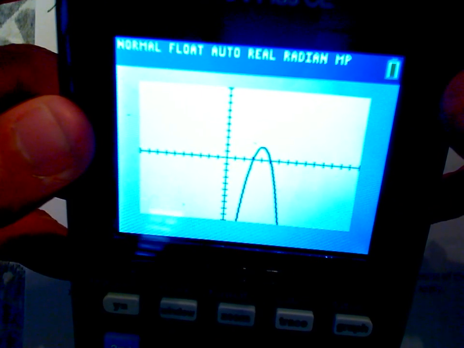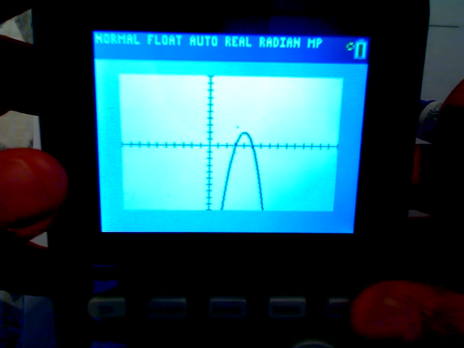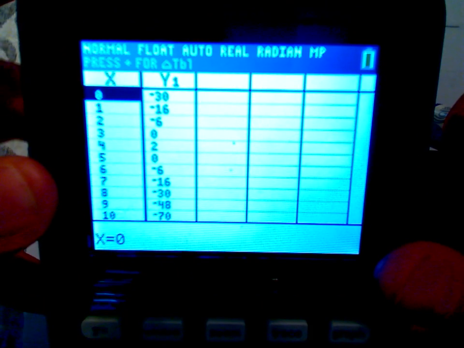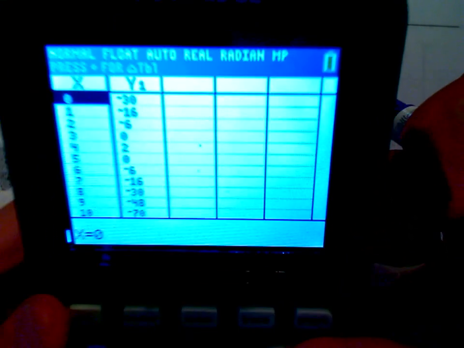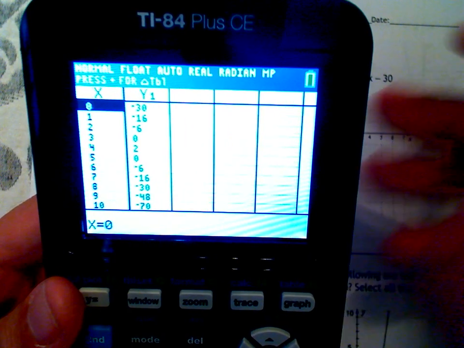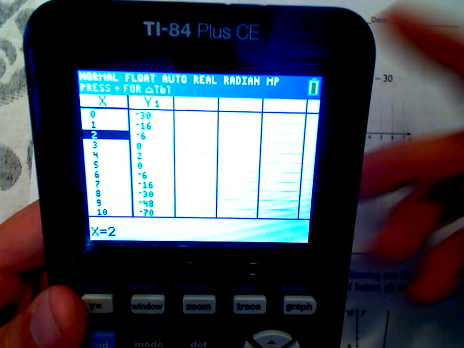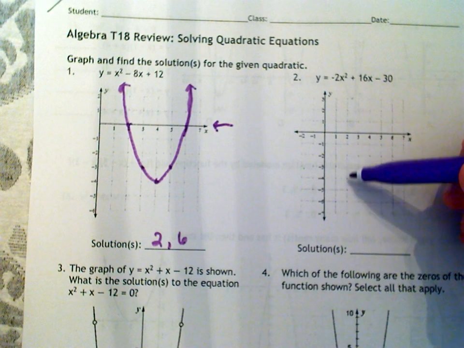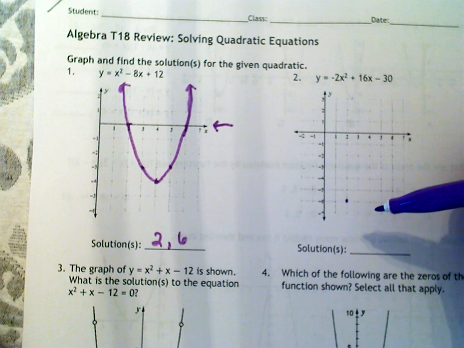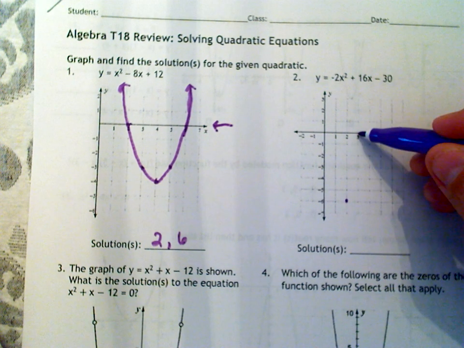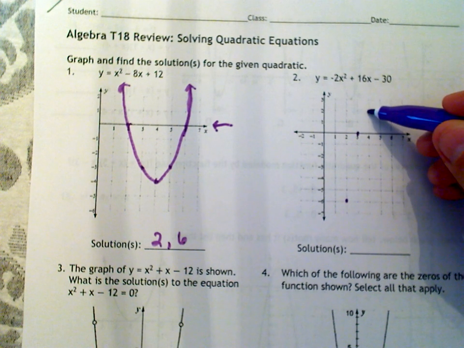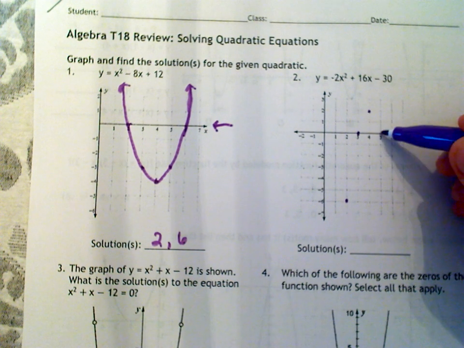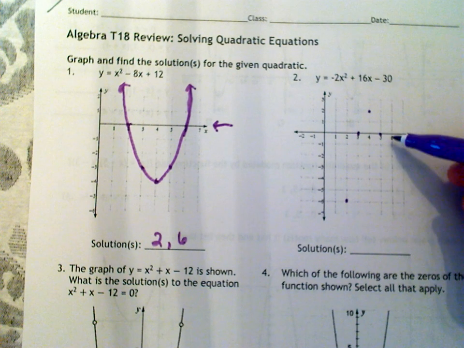All right, so we're going to go to our second table, and we're going to plot the points that fit on our graph. Not all of them will fit. There's usually about 5 that will. Okay, 0, negative 30 doesn't fit. 1, negative 16 doesn't fit. 2, negative 6 will. So 2, negative 6 is right here. 3, 0 is right here. 4, 2 there. 5, 0 and 6, negative 6.